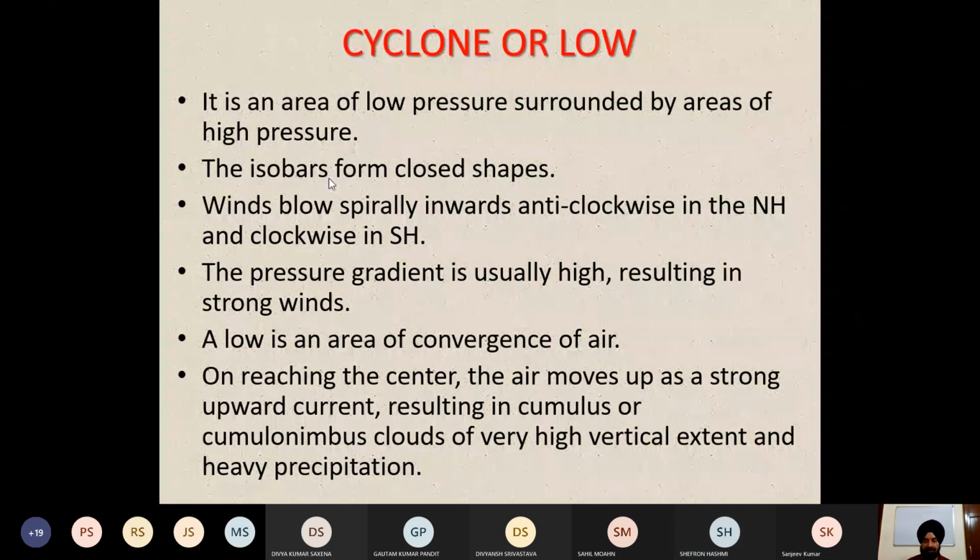Isobars, of course, in this case form closed shapes, and winds blow spirally inwards, anti-clockwise in the northern hemisphere and clockwise in the southern hemisphere. This we have studied enough, and understood why, because of the resultant of these winds. The pressure gradient is usually high, resulting in strong winds. So low is basically an area of convergence of air.